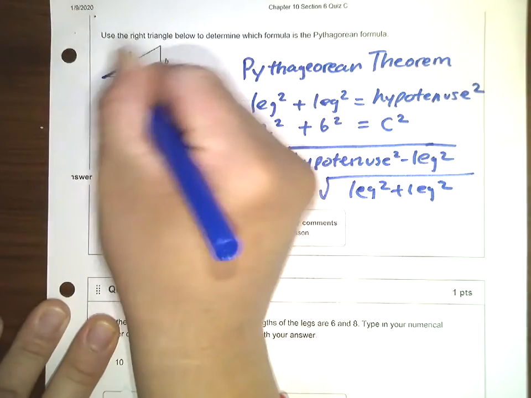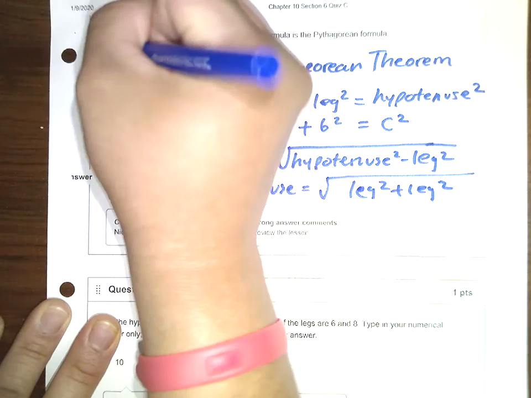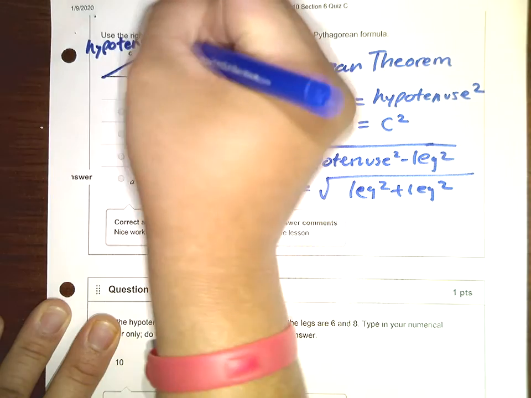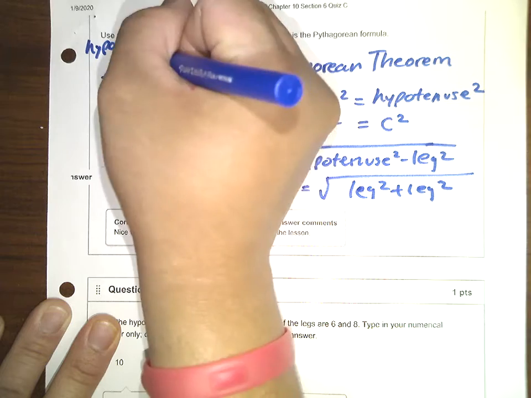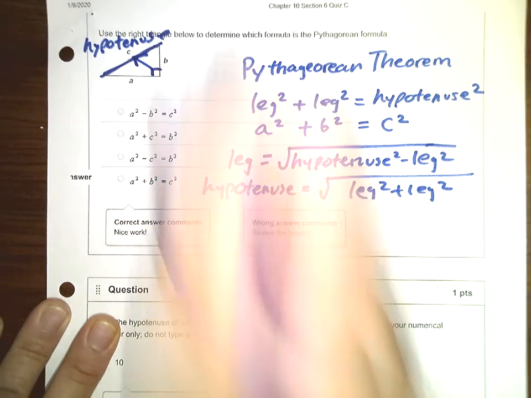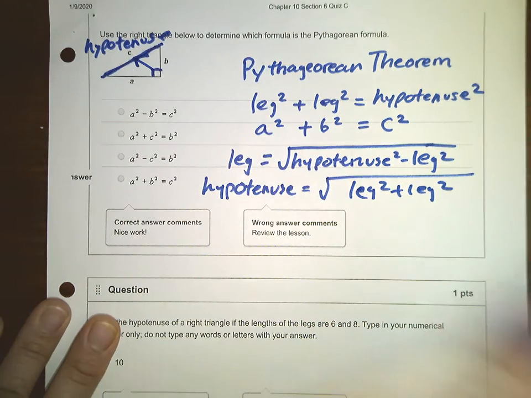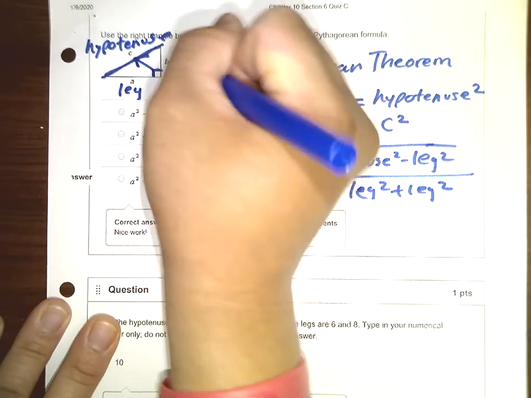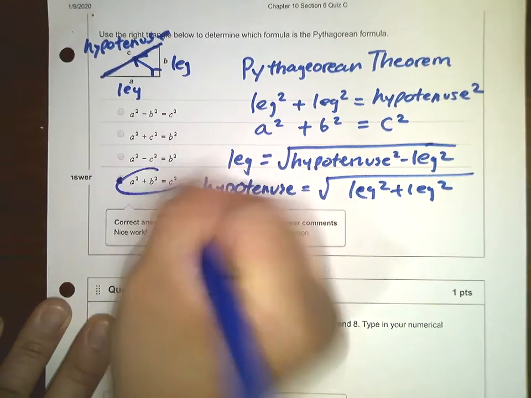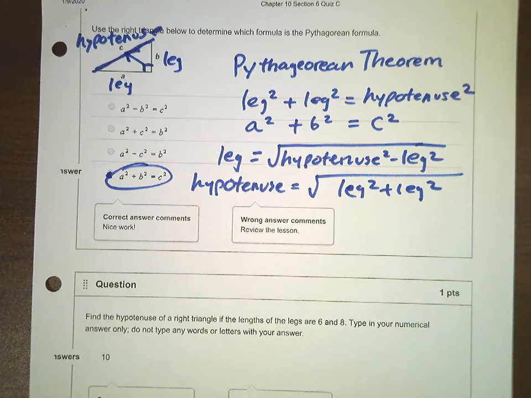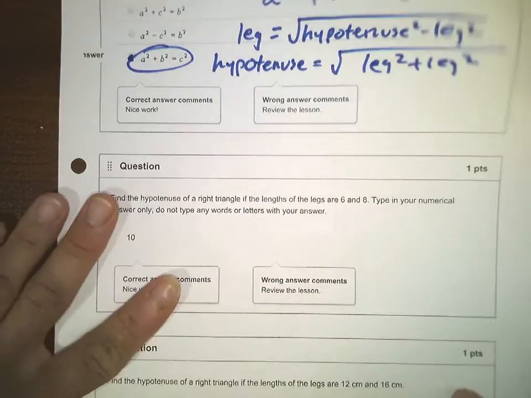So c is the hypotenuse in this case because it is the side that is directly across from the right angle or the 90-degree angle. So that means that this is a leg and that is a leg, and that this is the correct choice for this problem here. All right, let's try another one.